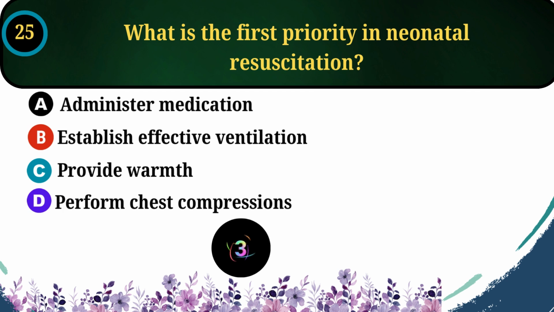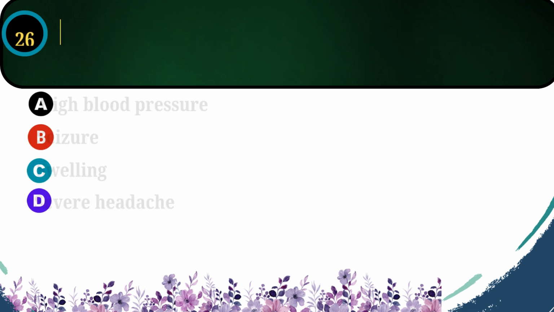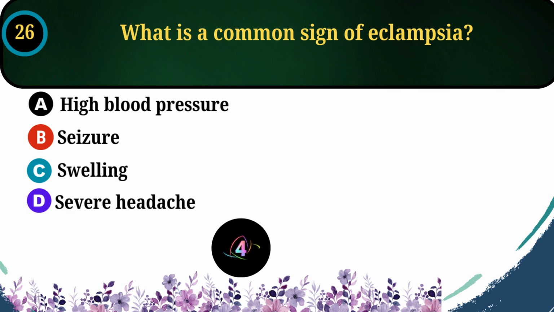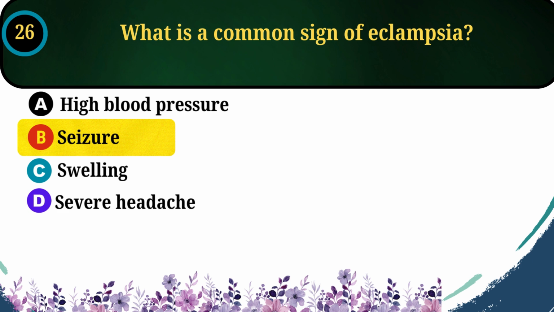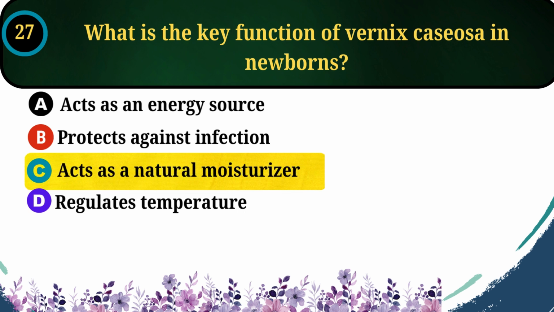25. What is the first priority in neonatal resuscitation? Establish effective ventilation. 26. What is the common sign of eclampsia? Seizure. 27. What is the key function of vernix gaseosa in newborns? Acts as a natural moisturizer.